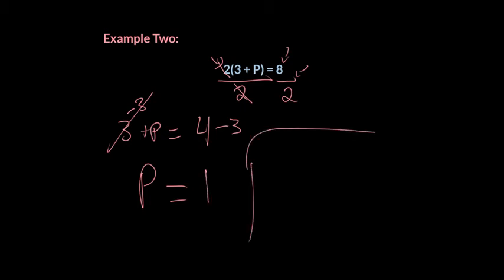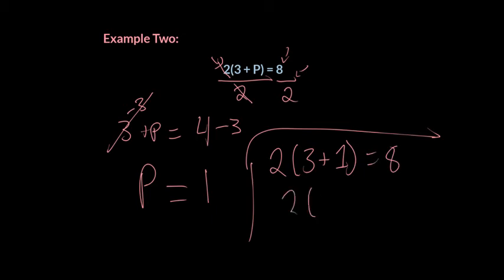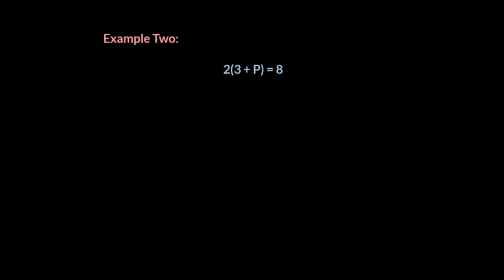Just in case we weren't sure if that worked or not, we can try this answer into our brackets. So 2(3 plus p), which we know is 1, equals 8. If we do the work, 3 plus 1 is 4. So 2 times 4 is 8. 2 times 4 we know is 8. 8 equals 8. We got the right answer. So let's try the last example here of the lesson.